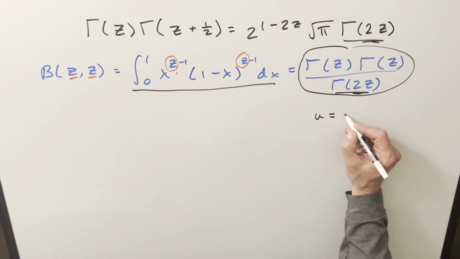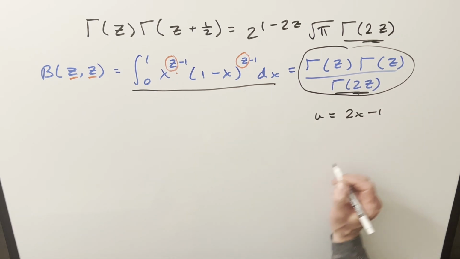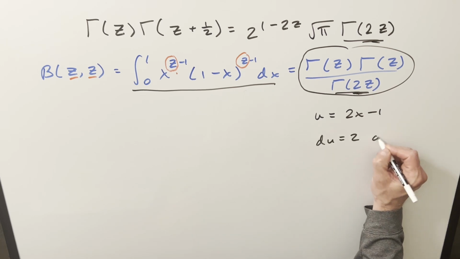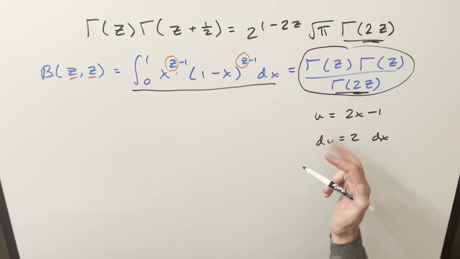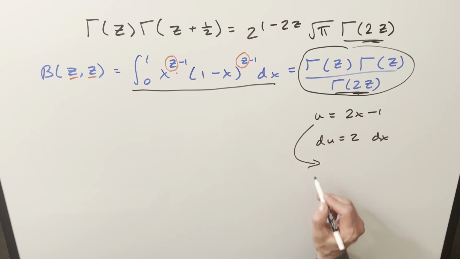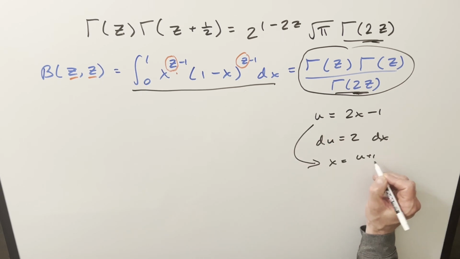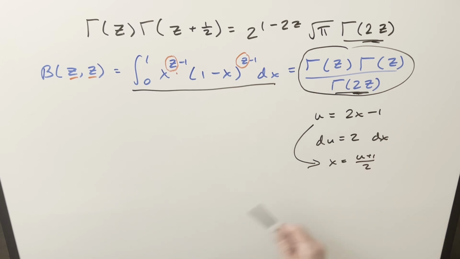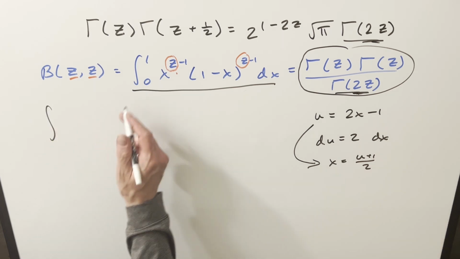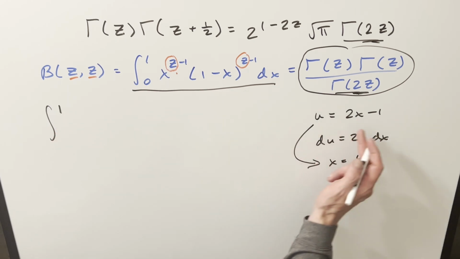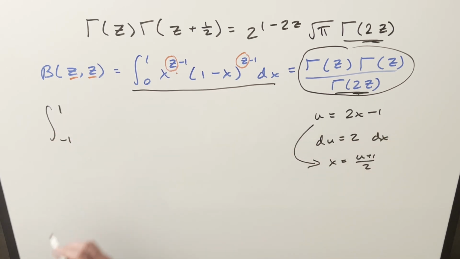What I'm going to do on it is a u substitution for 2x minus 1. Then du is going to be 2 dx. The reason for this, let's just solve for x on this, and what you'll get is x equals (u plus 1) over 2. And this will allow me to get this into a different form. So we'll go ahead with the substitution. First of all, plugging in 1 here, the upper bound's still 1. If you plug a 0 in, you get minus 1 for the lower bound.